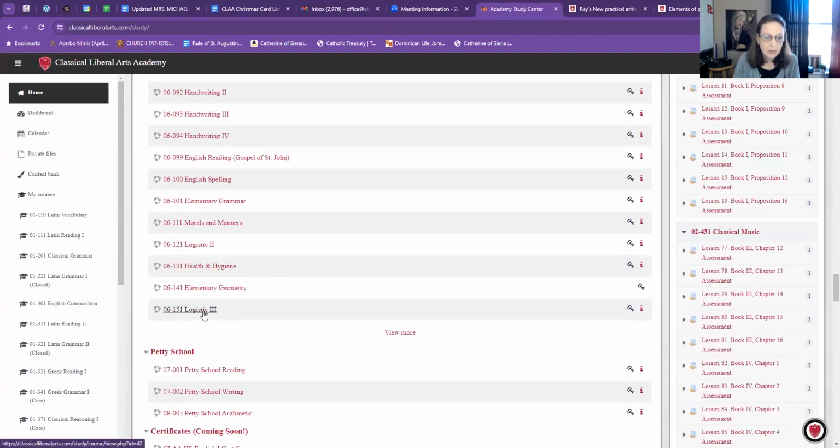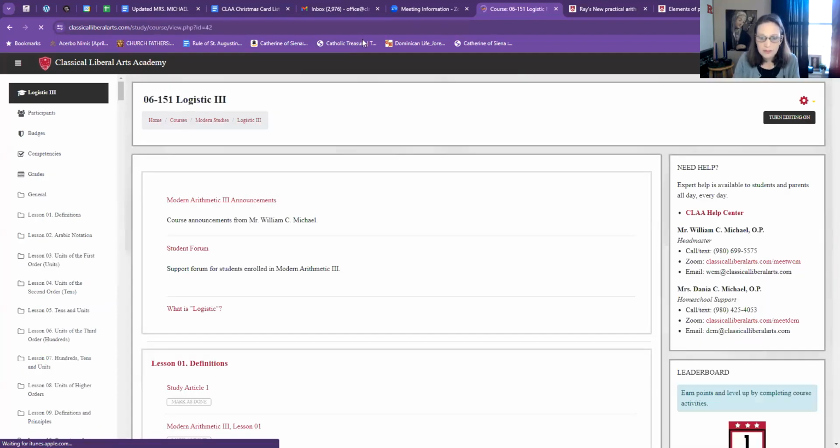And down here is a course that we're going to work on. I was talking to Mr. Michael about it, and I decided we're going to work together through Logistic 3, because this course would be fine even if you're young. We'll just work through this slowly. So this is what we're going to work on, Logistic 3 together. And I'll just show you this course. So elementary, yes, Jude, we're doing elementary arithmetic and elementary geometry, both in this class, because we'll have plenty of time to work on both.